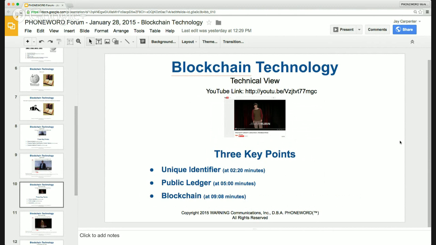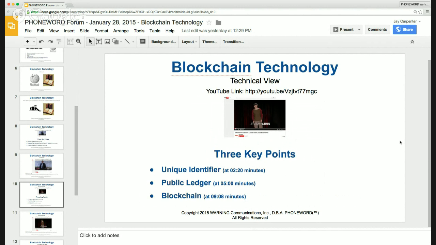And at the December PhoneWord forum, I talked about a company called Ethereum, which has emerged within the last 12 months, that is creating a platform that takes this blockchain technology and actually starts to add some logic and some programmability to it. And that's very, very interesting in my view.